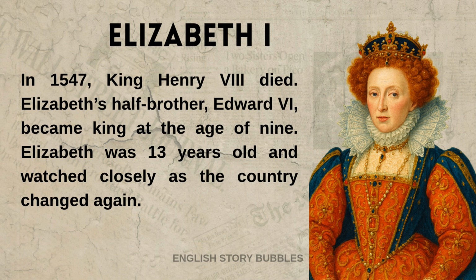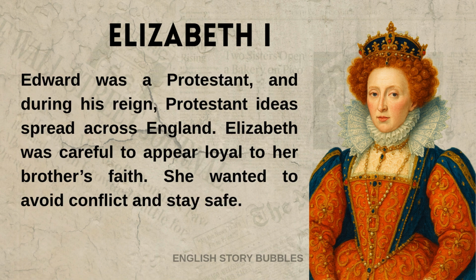Elizabeth's half-brother, Edward VI, became king at the age of 9. Elizabeth was 13 years old and watched closely as the country changed again. Edward was a Protestant, and during his reign, Protestant ideas spread across England. Elizabeth was careful to appear loyal to her brother's faith. She wanted to avoid conflict and stay safe.